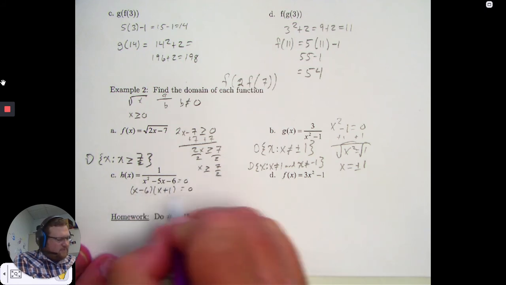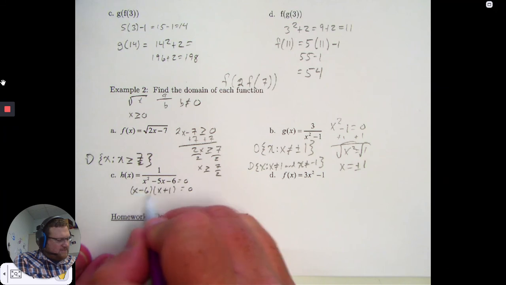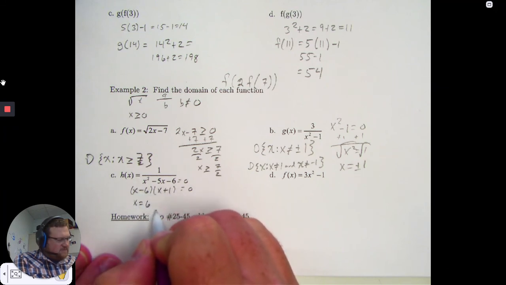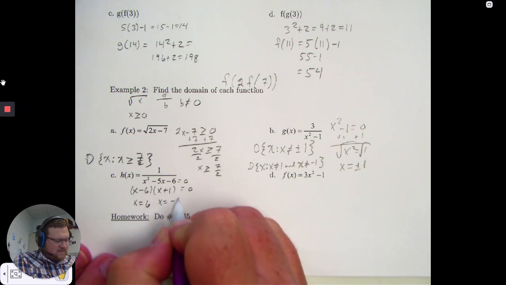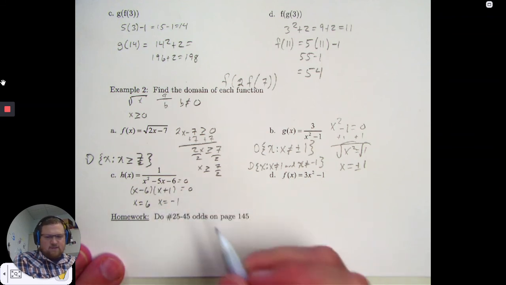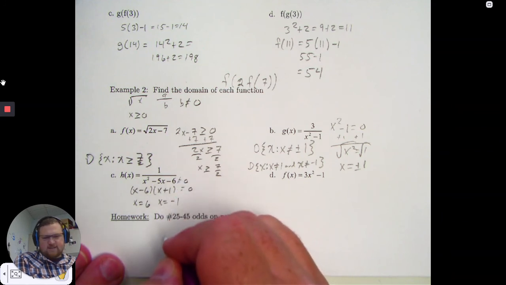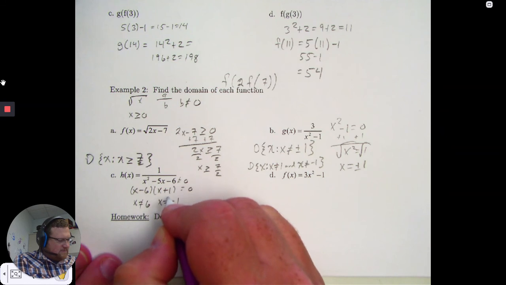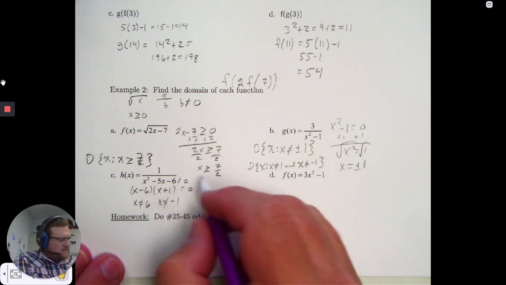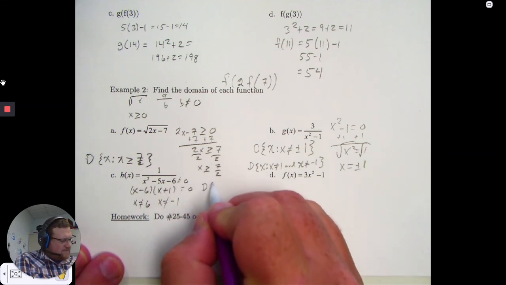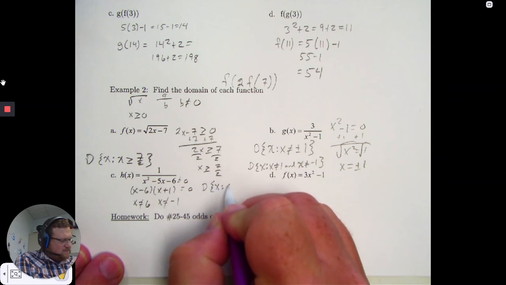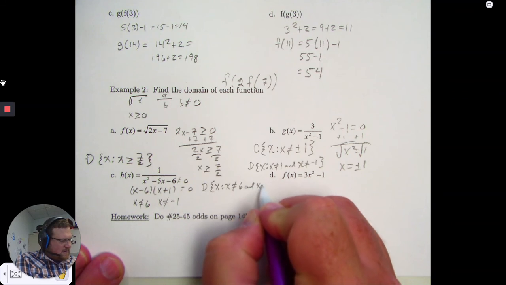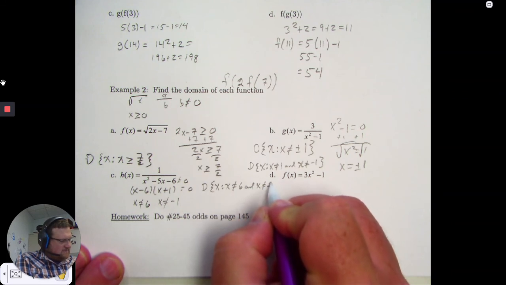So when will this whole expression equal 0? Anytime either part of it does. So when x equals 6, it would equal 0. And when x equals -1, it would equal 0. Since we don't want it to equal 0, those are the things that x can't equal. So the domain for this one will be x such that x does not equal 6 and x does not equal -1.